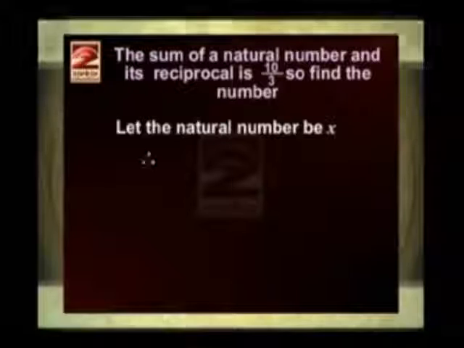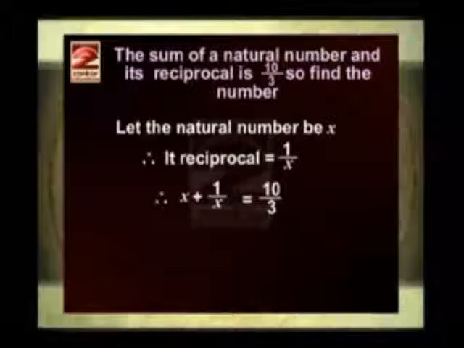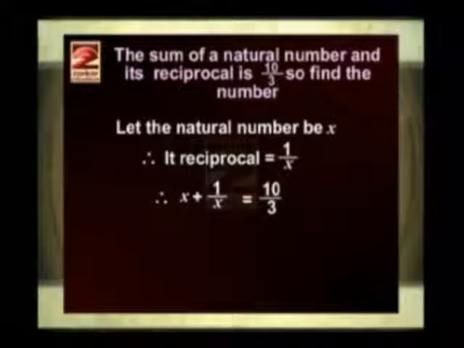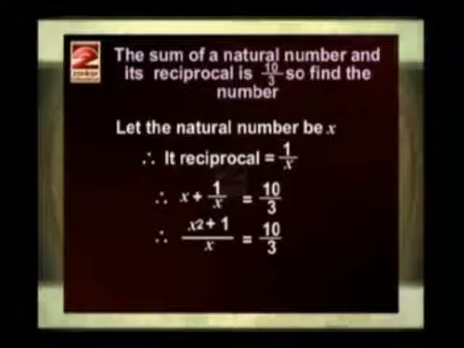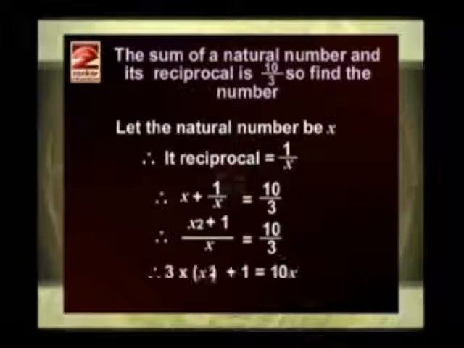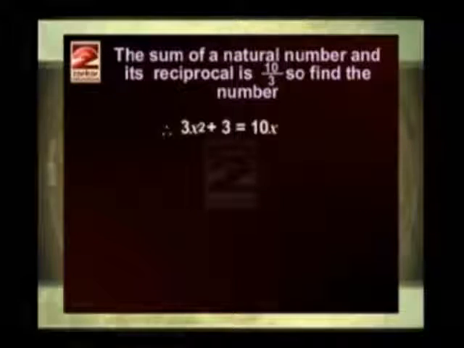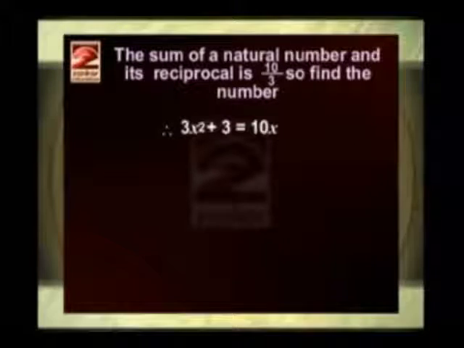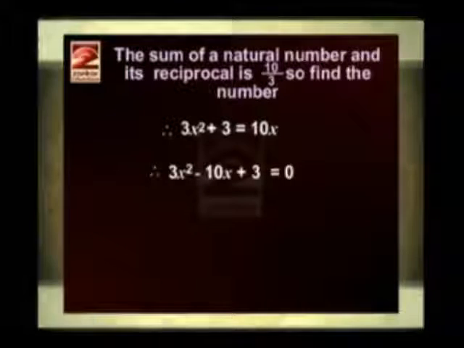Next question. The sum of a natural number and its reciprocal is 10 upon 3. So find the number. Let the natural number be x and therefore its reciprocal is 1 upon x. Therefore, x plus 1 upon x is equal to 10 upon 3. Therefore, x square plus 1 upon x is equal to 10 upon 3. By cross multiplication, 3 into x square plus 1 is equal to 10x. Therefore, 3x square plus 3 is equal to 10x. Therefore, 3x square minus 10x plus 3 is equal to 0.